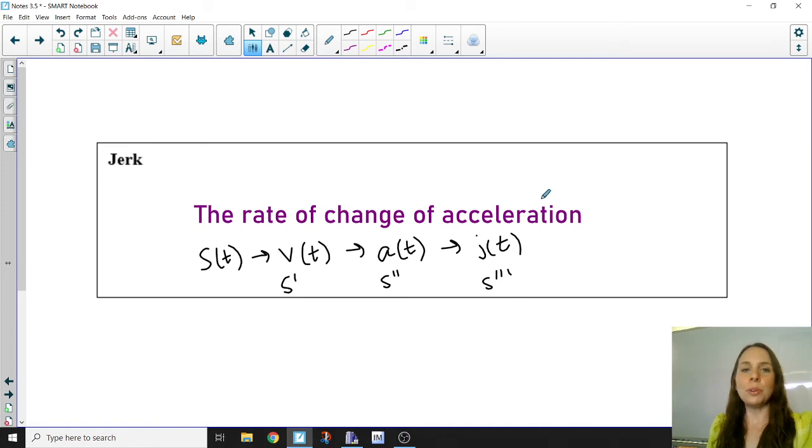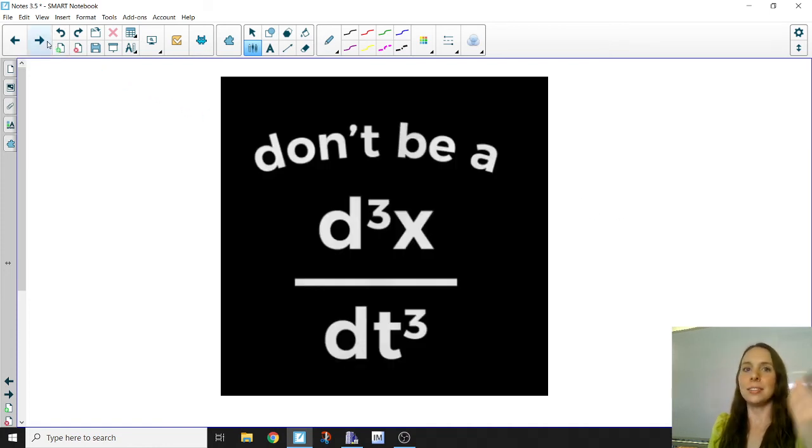And now that you know that information, you can understand this joke. I mean, that's like the main reason we learn it. Don't be a what? Don't be a jerk. Now, it's using x instead of s, but we get the idea, right?